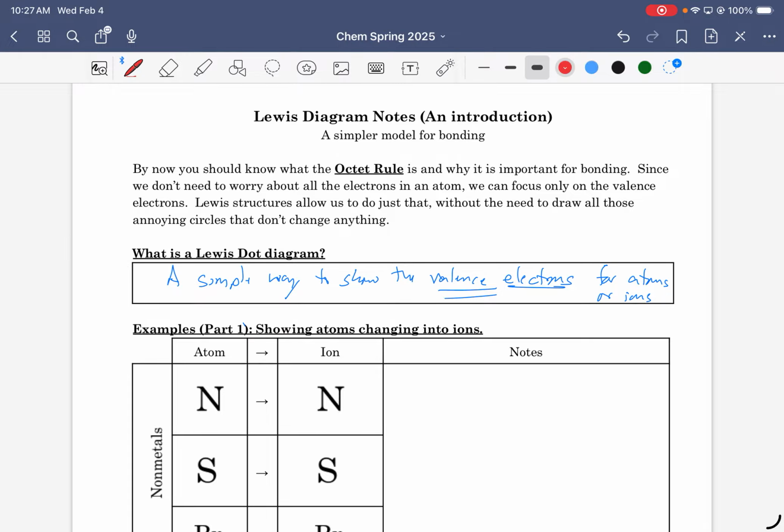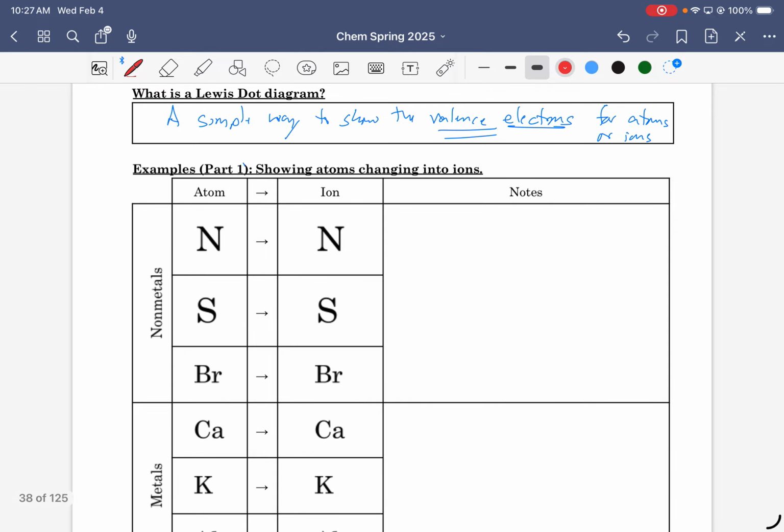Okay, so first, the very basics. When I'm showing atoms to show charges for ions, atoms are going to have the number of valence electrons that the periodic table shows it has. So nitrogen, you should see, it has 5 valence electrons. So I'm going to draw 1, 2, 3, 4, 5.